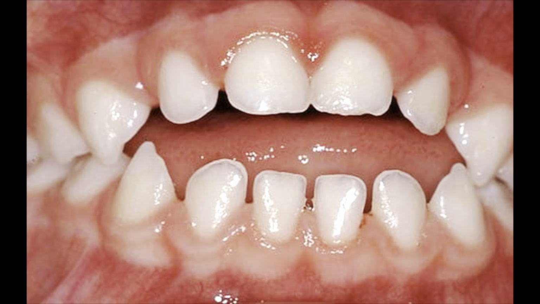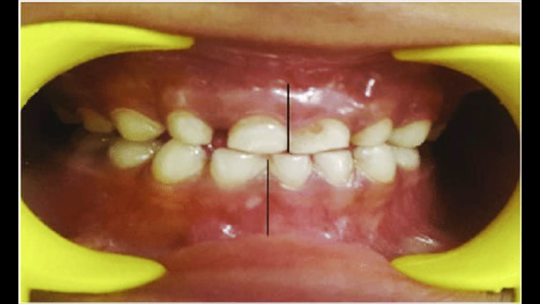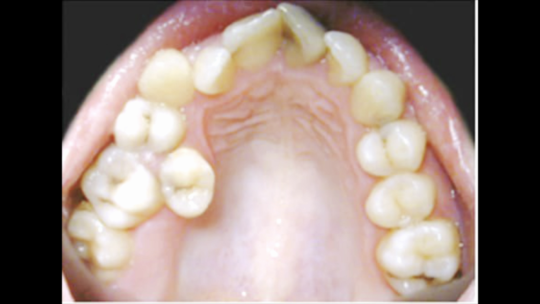Next we will see about the common malocclusions in primary dentition. The most common malocclusions which are seen in the primary dentition are anterior open bite, posterior cross bite, midline shift or crowding or spacing abnormalities.